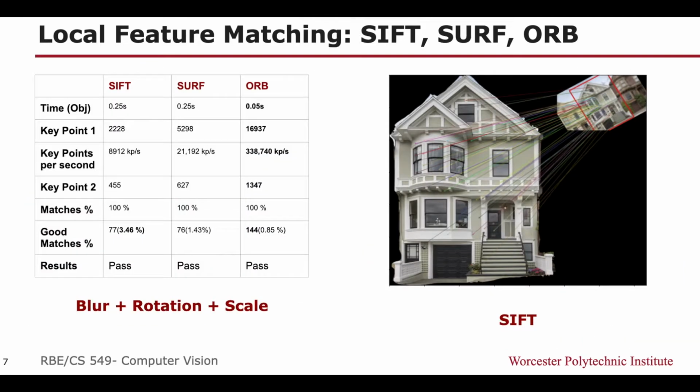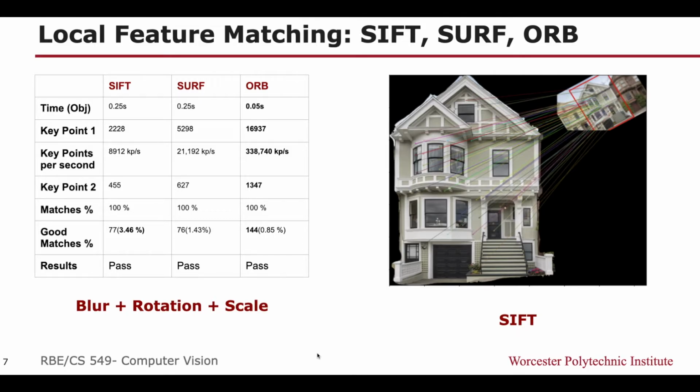The first 2 rows are the time spent on feature extraction and the number of key points in the query image. The key points 2 are the key points in the training image. Based on the first 3 rows, ORB is the fastest and it can detect more key points. All the key points in the object image can match 2 key points in the training image, but very few of the matches have high quality based on Lowe's ratio test. We can tell SIFT has the highest good match rate, and all these 3 methods perform well after we blurred, rotated, and scaled the original image.